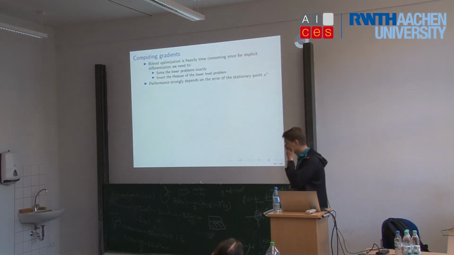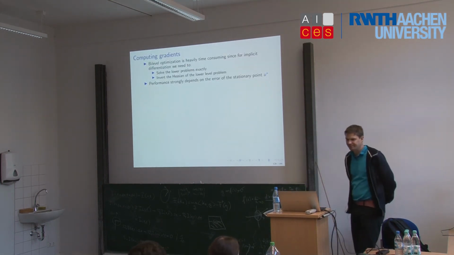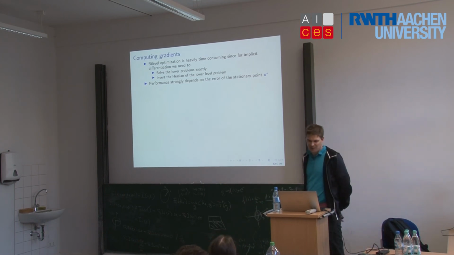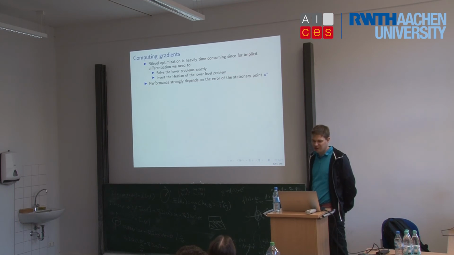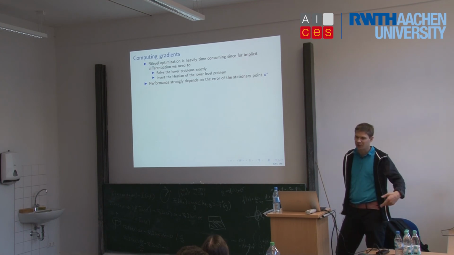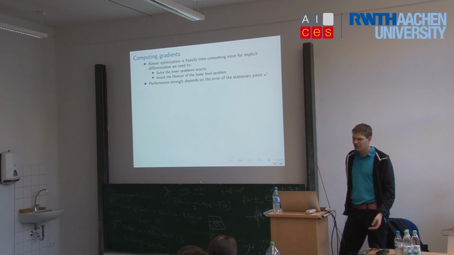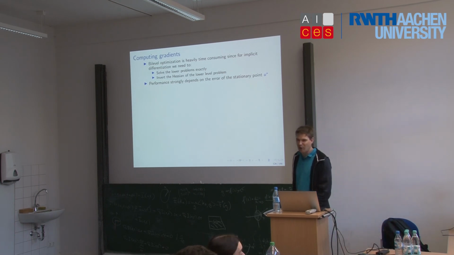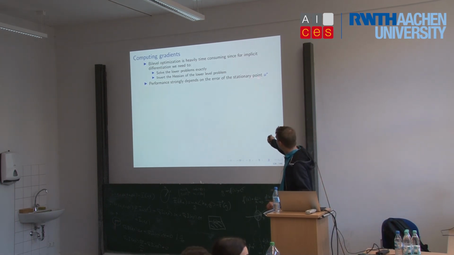Okay, so one problem with this approach in 2014 was that it was based on bilevel optimization, which is heavily time consuming. As I have mentioned, you need to solve the lower level problems exactly in each step before you can compute the gradient, invert the Hessian of the lower level problem, and then it also turns out that the performance of the learning very much depends on how accurately you solve the lower level problems.